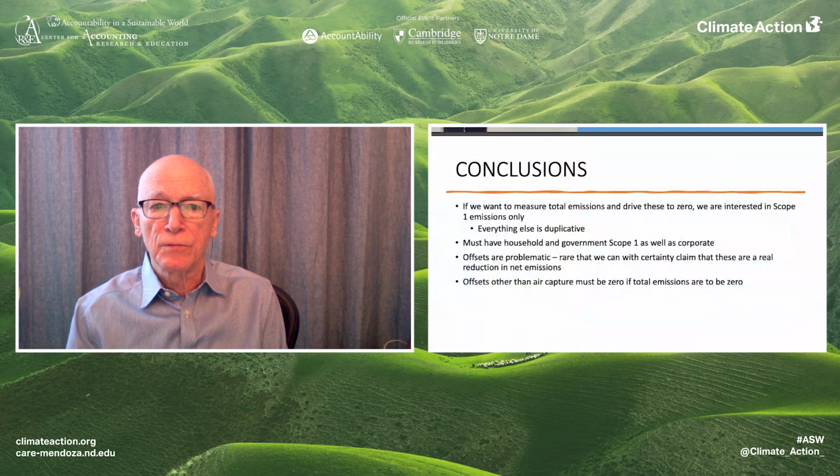If we want to measure total emissions and drive these to zero, we're interested in scope one emissions only. Everything else is duplicative. But we must have household and government scope one, as well as corporate scope one, and those are not currently recorded. And offsets are problematic. It is very rare that we can with certainty claim that these are real reductions in net emissions. And offsets other than air capture have to be zero if total emissions are going to be zero.